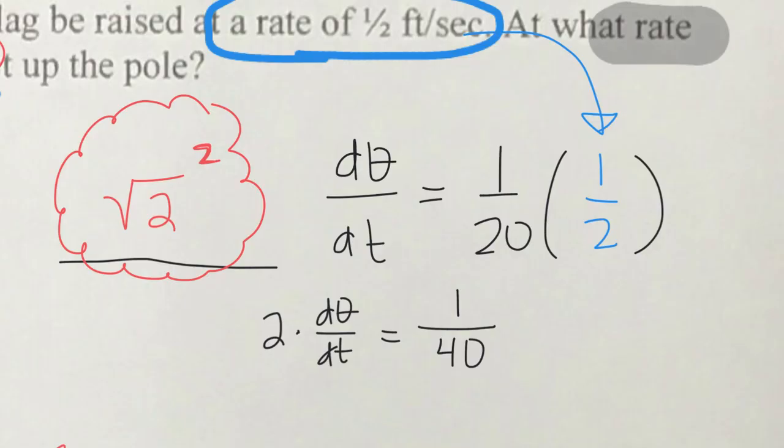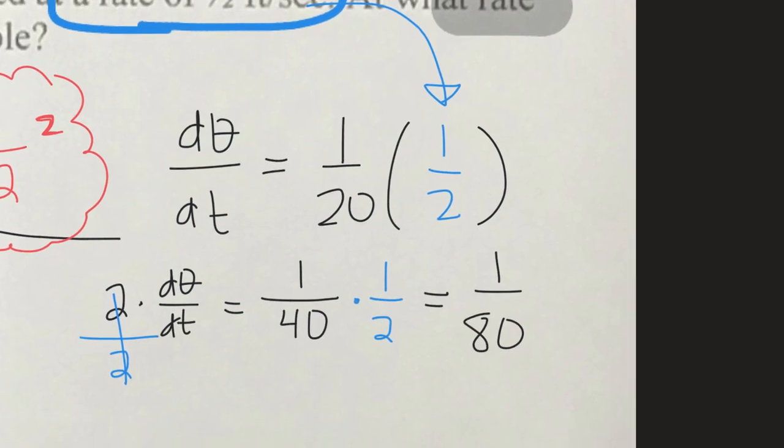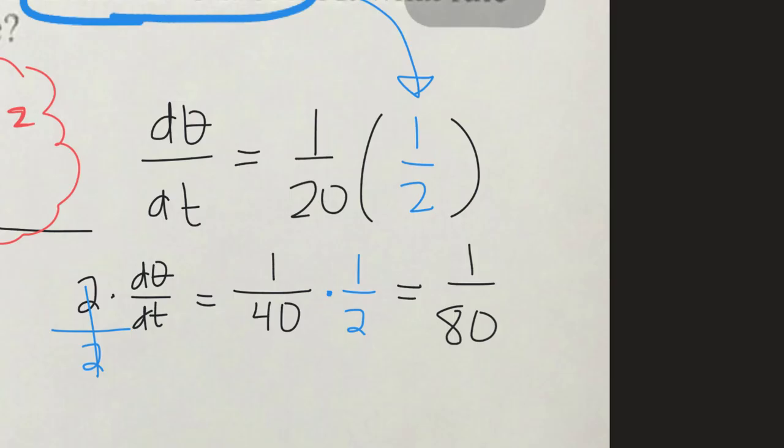Now, my last step is to divide both sides by 2. And if I have a fraction, I multiply by 1/2. And 1 over 40 times 1/2 is 1 over 80. Okay, and what are my units for the angle? What are my units for angle in calculus?